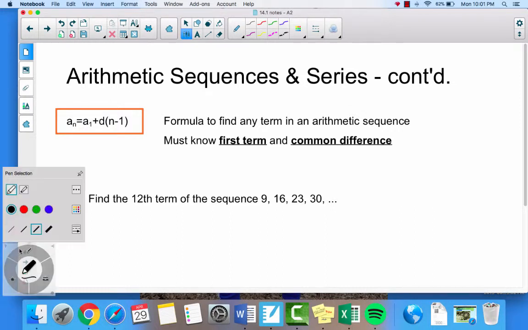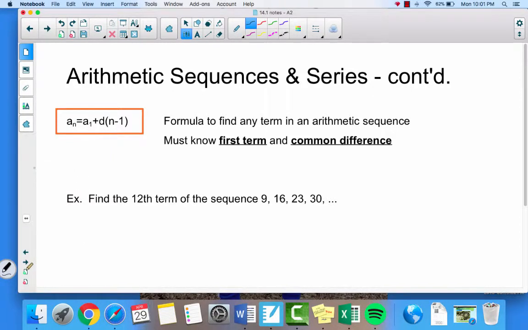In part two of this section, we're going to focus more in depth on the sequences as well as series. And to start off this video, we're going to talk about this formula that is going to make finding terms in a sequence much easier. So this is used for the arithmetic sequences. You want to make sure you write this formula down. I'm going to go ahead and label the different parts.